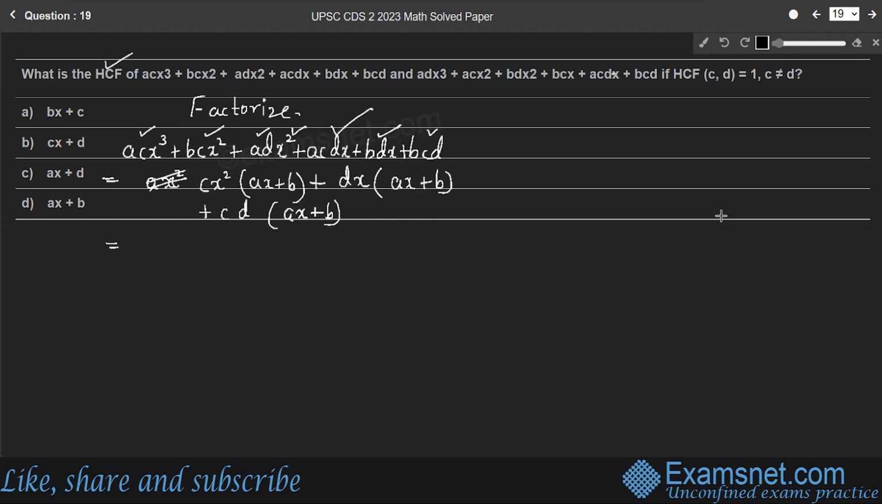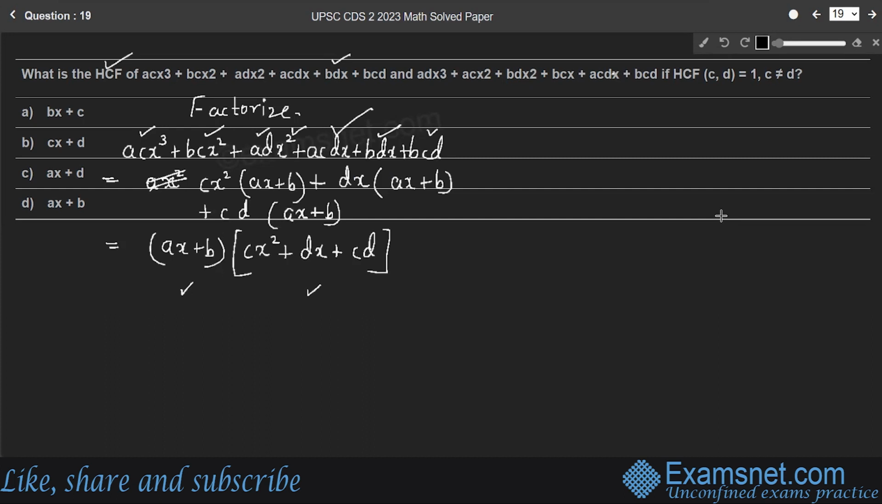Therefore, in these three terms, Ax plus B is common. And the remaining term will be Cx square plus Dx plus CD. Therefore, the first term can be expressed as a product of two terms, in which one of the terms is Ax plus B, and another term is Cx square plus Dx plus CD, right?